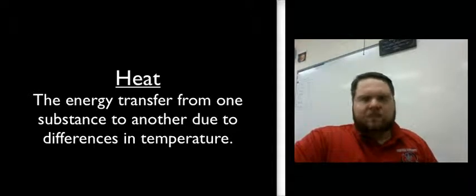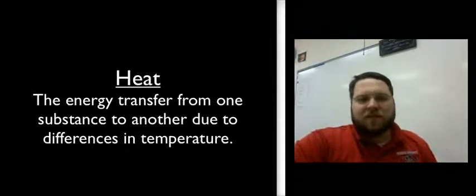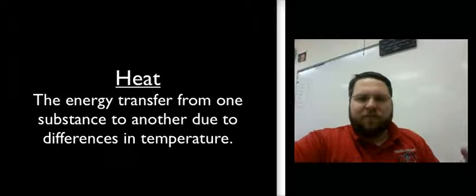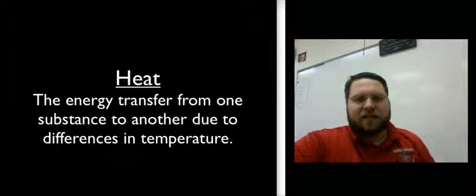Heat is actually a transfer of energy. So heat only happens when energy is moving from one substance to another, and this happens because of differences in temperature. So if we have two objects with different temperatures, energy will flow between them, and that energy is called heat. Once that energy gets to an object, it's no longer called heat. It has a different name. We call it internal energy at that point. So it's only heat when it's traveling from one object to another.